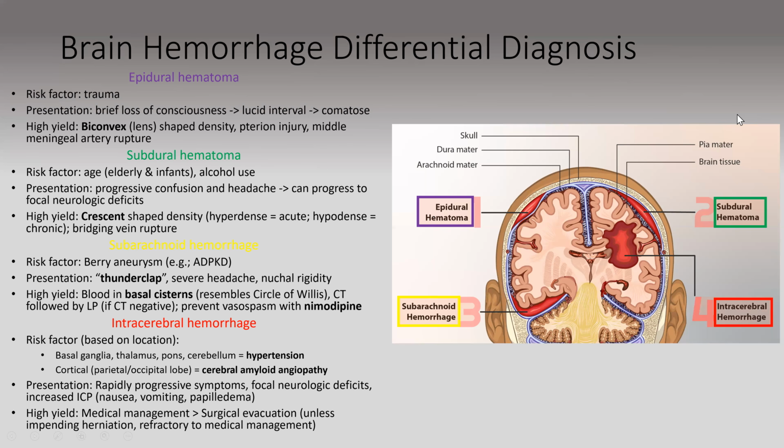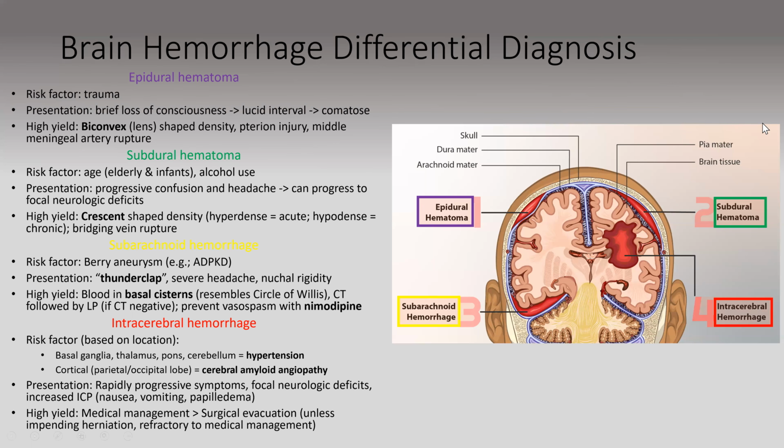Hyperdense is acute, as blood that's pouring out at a fast rate on a CT scan is going to appear hyperdense, so bright white. If you see a hypodense appearing crescent-shaped lesion, you know that it's a chronic or subacute subdural.